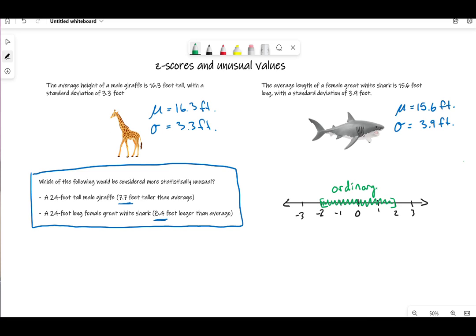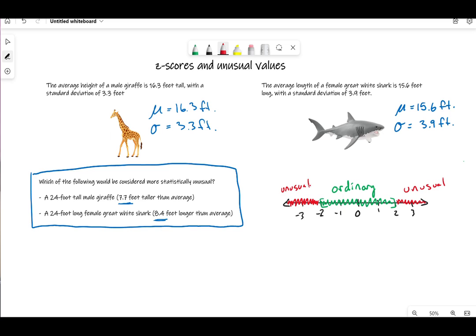Now, some books say 3, some books say 1, but most statistics textbooks will say 2. Our book that we're using for this class says 2. And anything more than 2 standard deviations above the mean, we call those values unusual or unusually high. And any value more than 2 standard deviations below the mean, we call those unusually low. It's a little cumbersome to keep saying the number of standard deviations above the mean and the number of standard deviations below the mean.